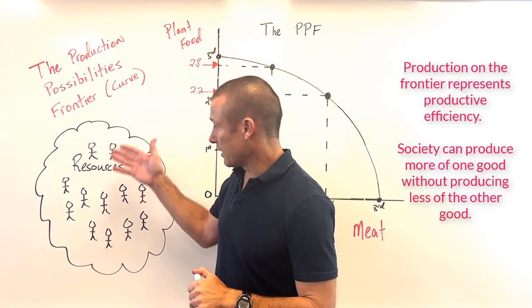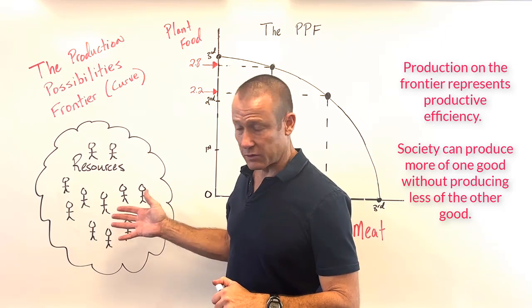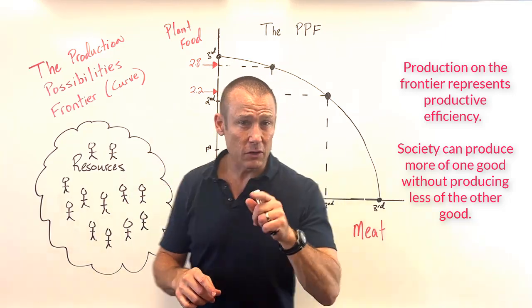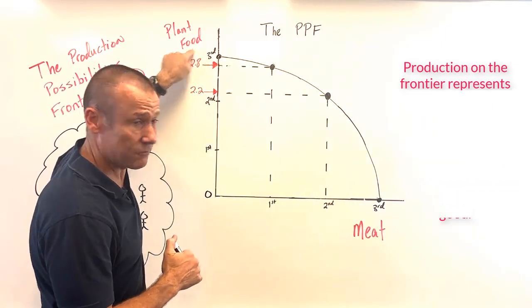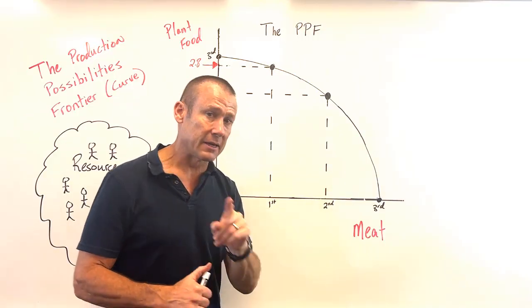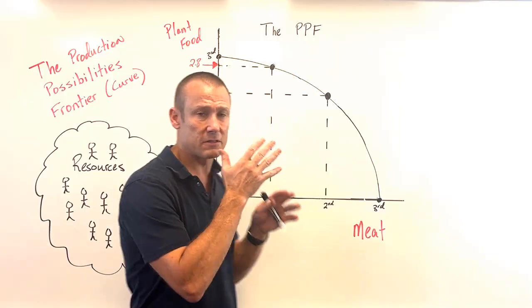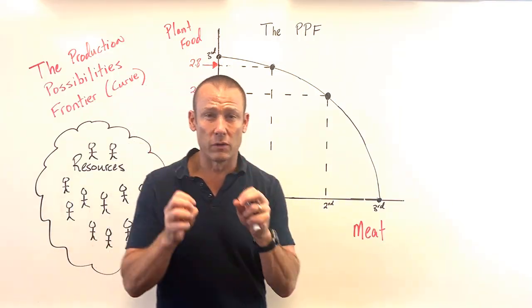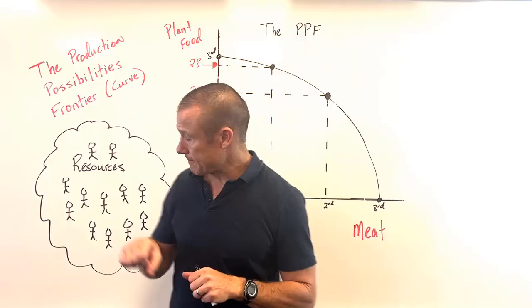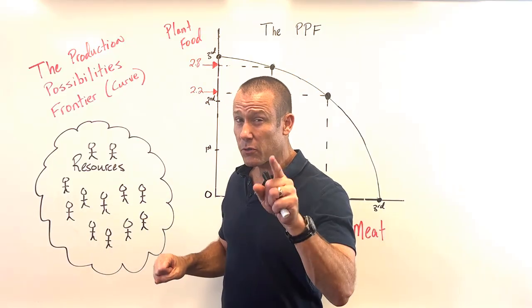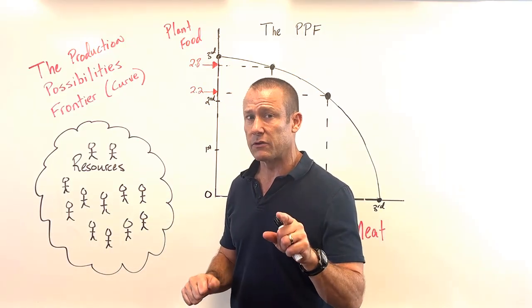Now, over here, you see I've got some resources. I've got some laborers. And if you look close at my axis, I've got plant food and meat. Here's what I'm doing: I'm talking about a hunter-gatherer society because it fits the concepts of this model really well. These laborers are both hunters and gatherers. I think it's really important that you understand that.